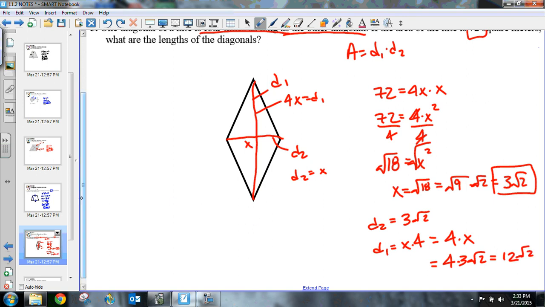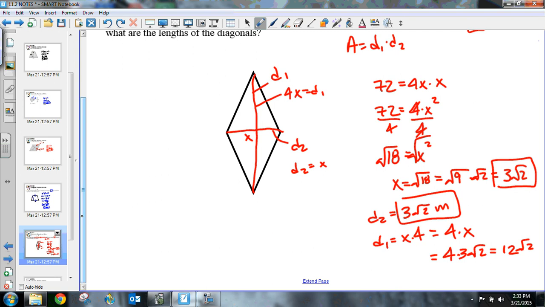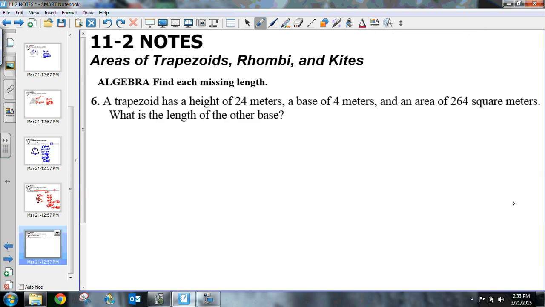And what's my label on these? These are meters. So d sub 2 is 3 root 2 meters. And then I know that d sub 1 is 12 square root of 2 meters. Okay. All right, one more. All right. You guys are doing great.